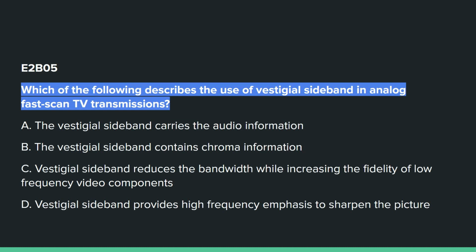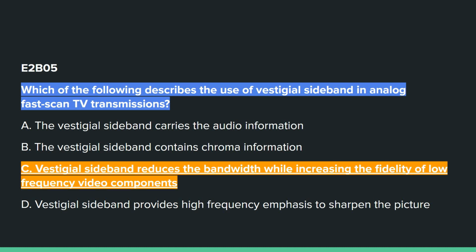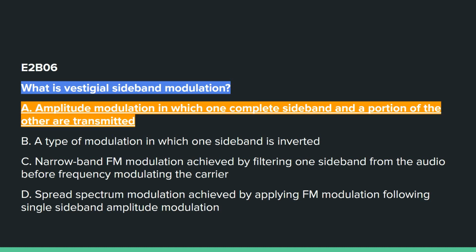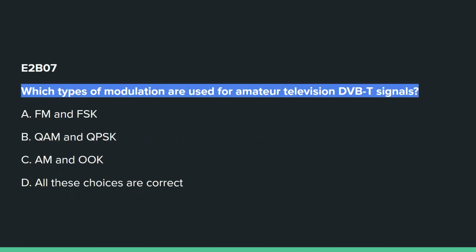E2B05, which of the following describes the use of vestigial sideband in analog fast scan TV transmissions? C, vestigial sideband reduces the bandwidth while increasing the fidelity of low-frequency video components. E2B06, what is vestigial sideband modulation? A, amplitude modulation in which one complete sideband and a portion of the other are transmitted.